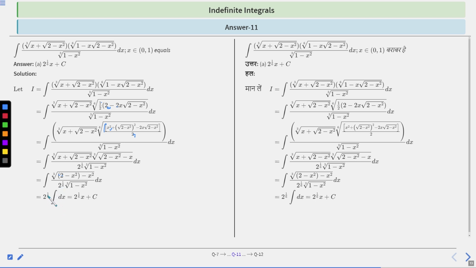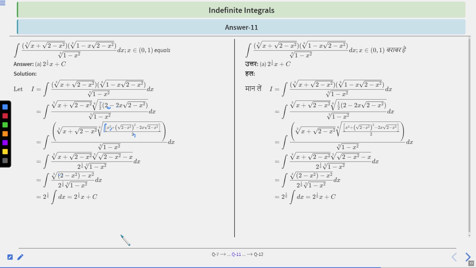So the numerator will become 2 to the power 1 by 3 minus 1 by 6, that will be 2 to the power 1 by 6, and this will be cancelled out, right? So 2 to the power 1 by 6 times the integration of dx, clear? So this will become 2 to the power 1 by 6 x plus c, clear? So in this way you have to apply the simplification methods to make this integration into a simplified form, right? So that you can easily approach this question.